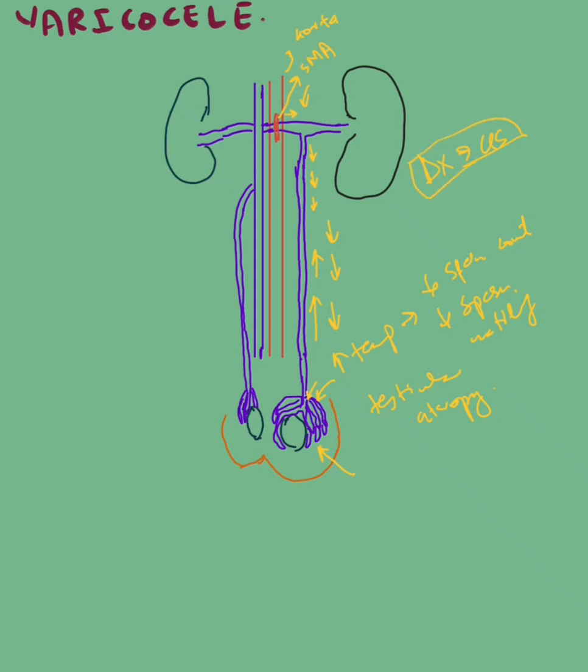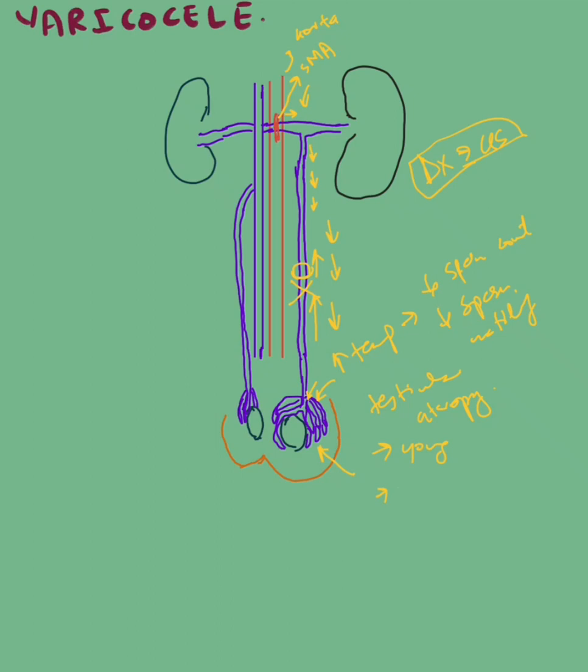And then the treatment. For the treatment, there are two options. If the patient is young, he will obviously desire fertility, and so the treatment in that case is gonadal vein ligation. When the left gonadal vein is ligated, there will be no flow in this direction, and hence there will be no dilatation here, and so that will result in treatment of the varicocele.